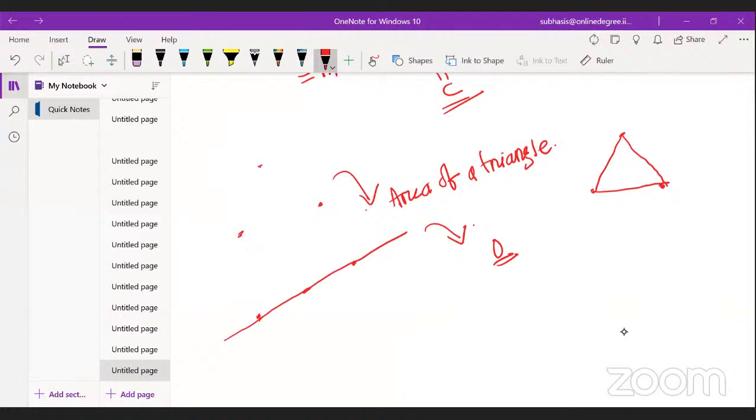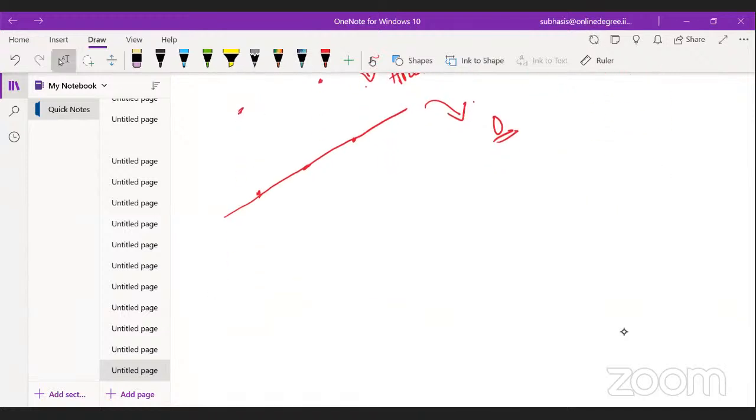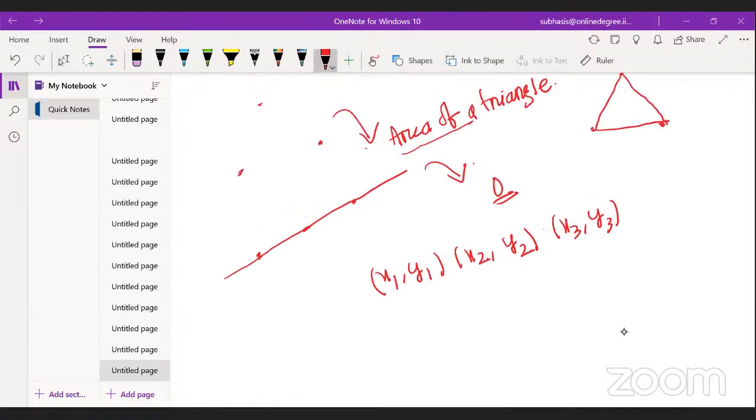So basically, suppose you have 3 points. Try to use the formula of the area of the triangle. If you are getting 0, the area is 0, then basically these 3 points are collinear. If you are getting some positive value, then certainly they cannot be collinear, because in some sense they are basically creating a triangle.